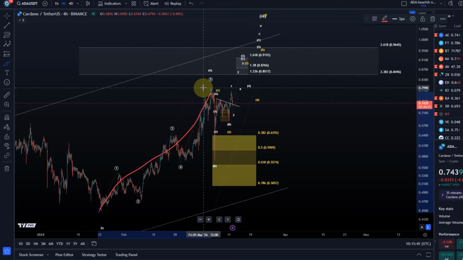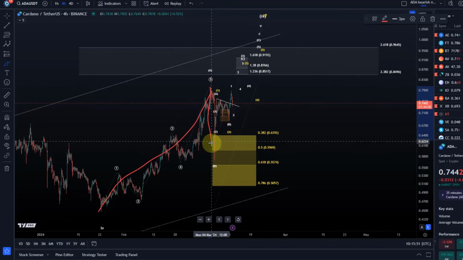The top was pretty much around 80 cents. Then we had the move to the downside, which I call a B wave. And the idea would be that we're now moving up in wave C.